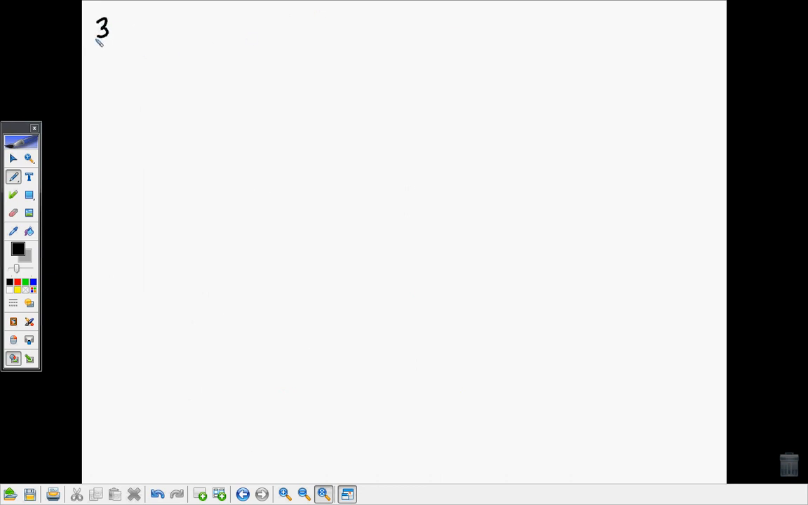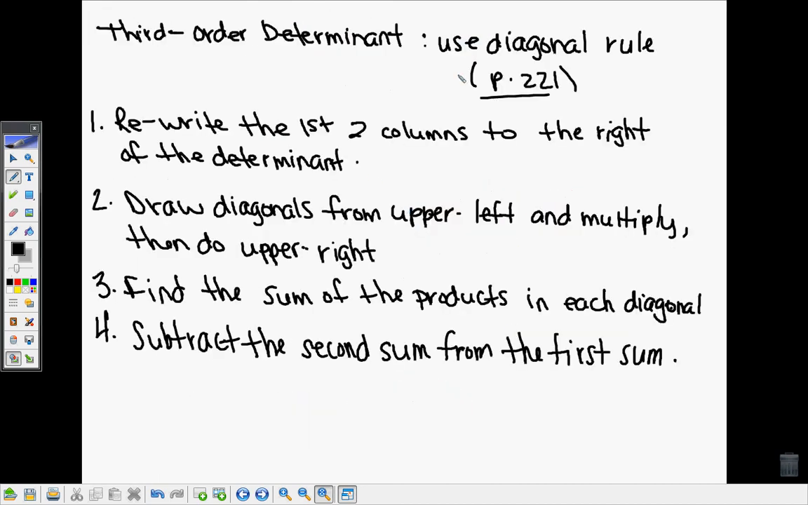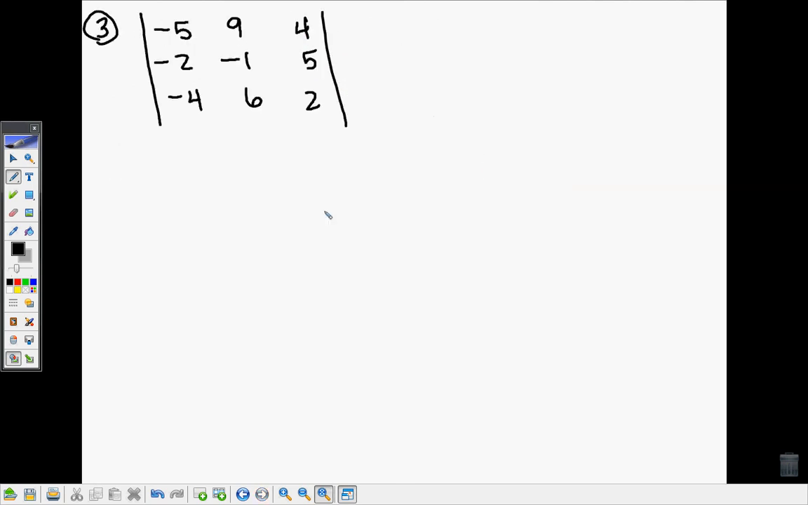Call this number 3. Again, same thing. Find the determinant. Negative 5, negative 2, negative 4. 9, negative 1, 6. 4, 5, 2. Go back to your directions. Rewrite the first two columns. So, negative 5, negative 2, negative 4, 9, negative 1, 6.